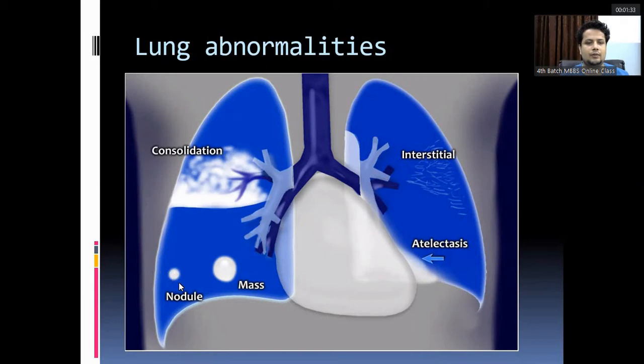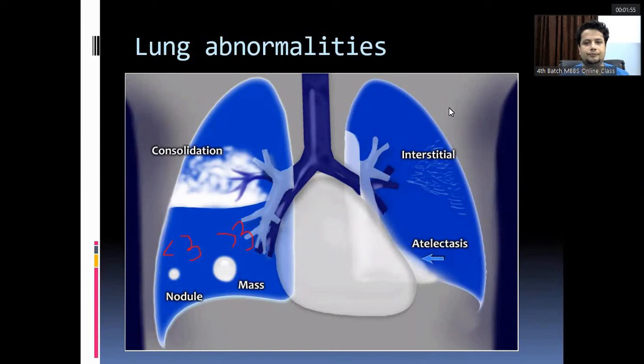Nodule is more or less rounded opacity, and it is smaller than 3 centimeter. While mass is similar rounded opacity, which is more than 3 centimeter. Okay, and others are the interstitial opacities.